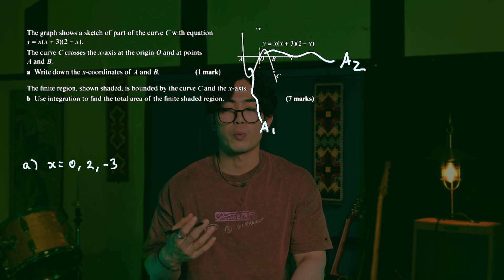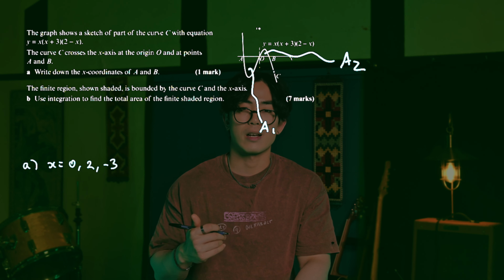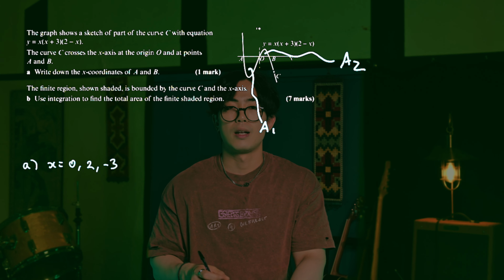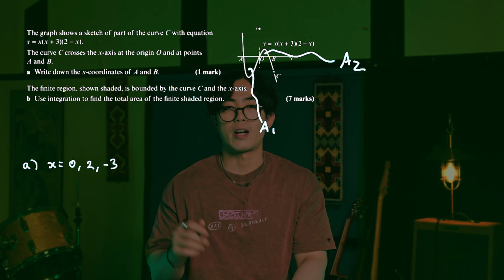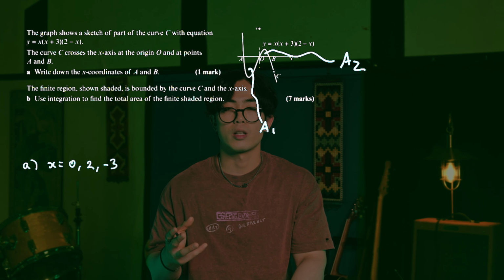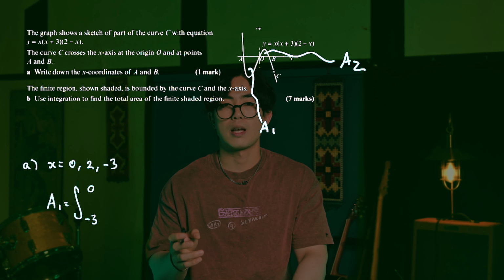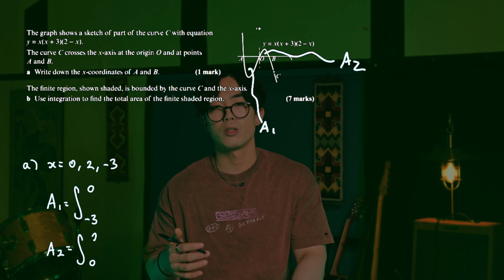We should notice straight away there's some areas underneath the x-axis and some areas above the x-axis, so we need to separate them. Let's call this area A1, let's call this area A2, so let's find them individually. For A1, the lower limit is going to be negative 3 to this upper limit of 0, and for A2, the lower limit is going to be 0 to 2.